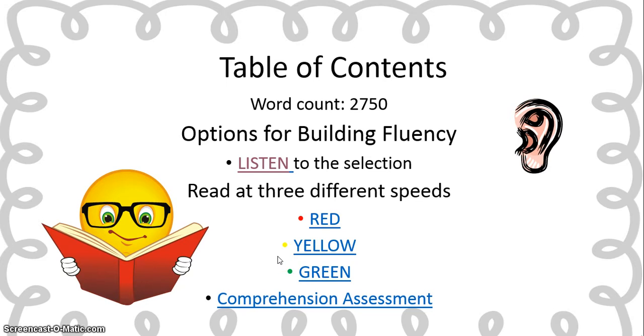Now let me go back and reiterate. The listening to the selection is not a necessity. I like to use that option for my students who are struggling readers so that they can start to hear and understand what the story is about and get the gist of what they are reading. My students have the option of picking the red speed, which is slow, the yellow speed, which is medium, or the green speed, which is fast.